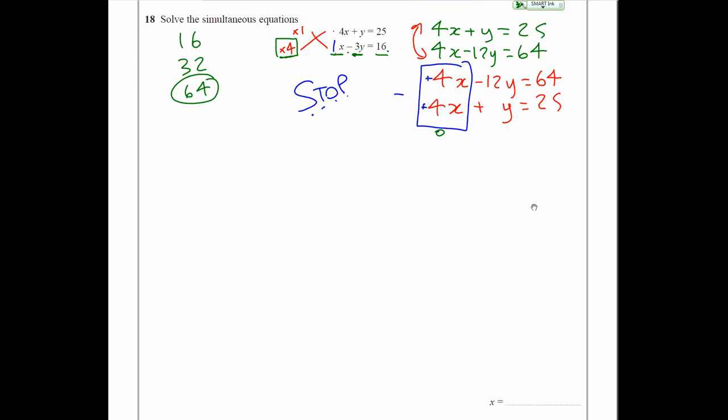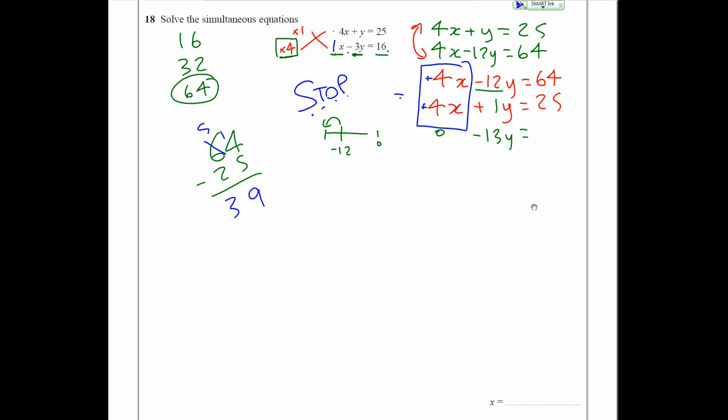Be careful at this bit. Minus 12y minus 1y. Okay, so you're already on minus 12 on your number line. And you go back again, so you're on minus 13. 64 take away 25. This is why I swapped around. Okay. They're making you do a lot of subtraction in this paper.